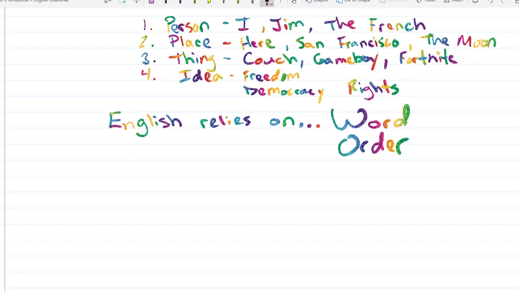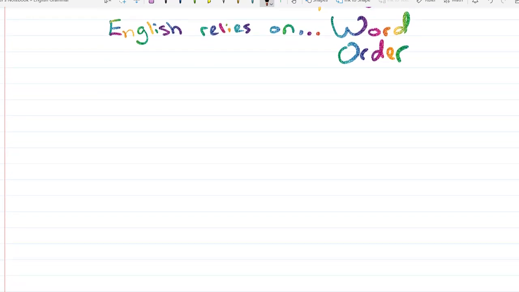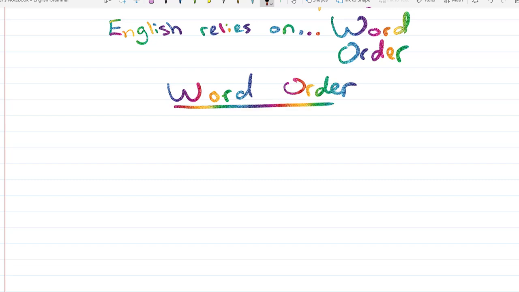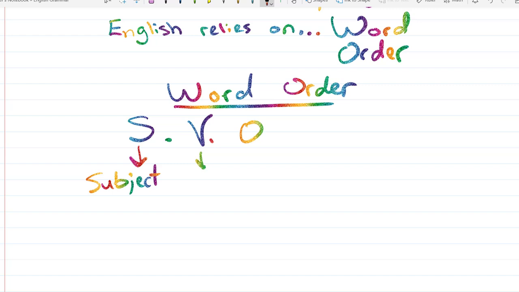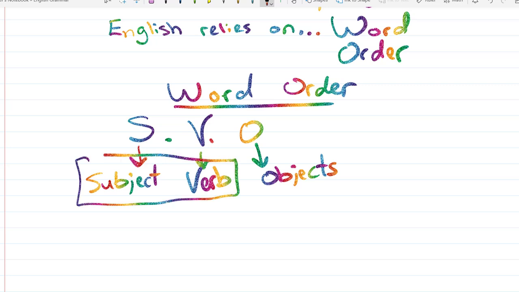Okay, so what is the typical word order for a sentence in English? What do we usually have? Usually we're going to have something like this. S, V, O. The S here stands for your subject, and then the V is your verb, and then the O is any and all objects that follow. And really the most important piece here is this beginning, subject and verb first.